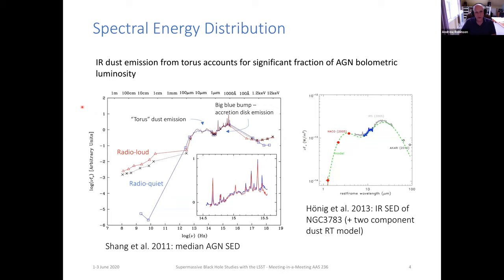The torus dust absorbs radiation, the optical UV radiation from the accretion disk, and re-emits in the infrared, so it contributes a significant fraction of the AGN's bolometric luminosity. As we can see in this plot of the median AGN spectral energy distribution compiled by Chang et al., the infrared to optical UV region of the spectral energy distribution is dominated by two bumps: the big blue bump, which is associated with the accretion disk emission, and a bump in the infrared, which is the torus dust emission. If you look at the infrared spectral energy distribution in a bit more detail, as in this plot from Hoenig et al., you can often see two bumps, actually, one peaking at around 20 to 30 microns, and one in the near infrared, and I'll come back to that later on.